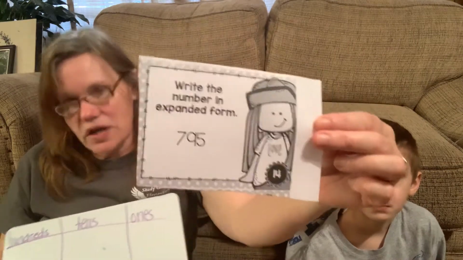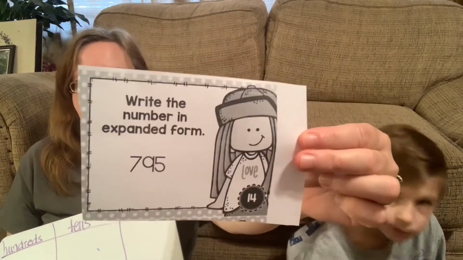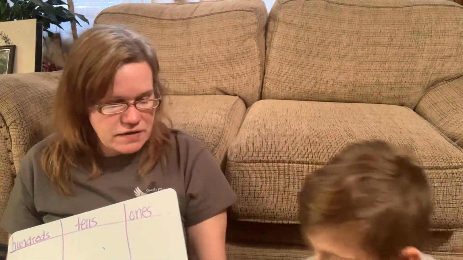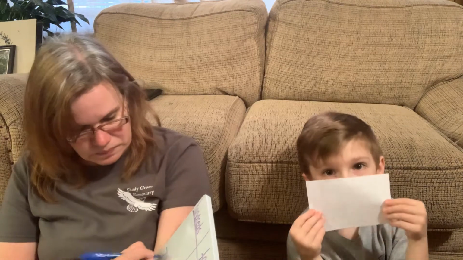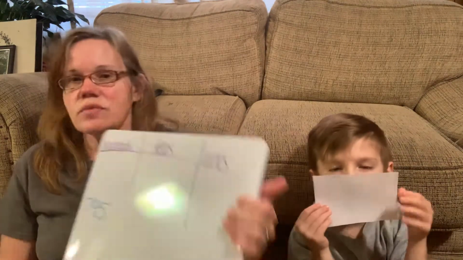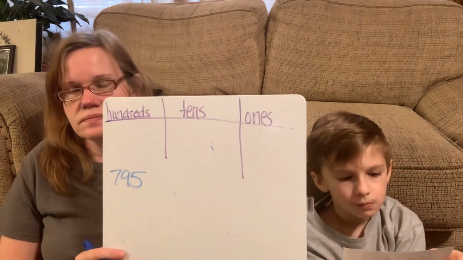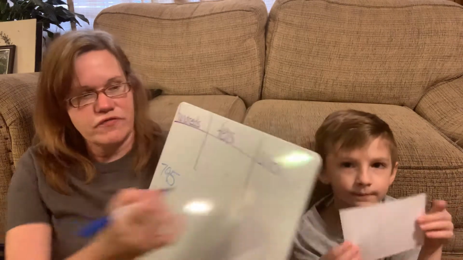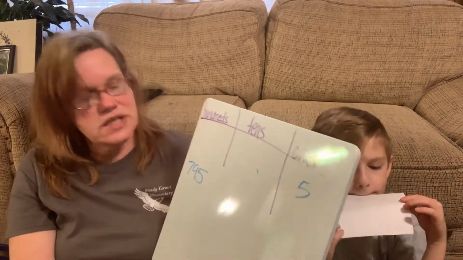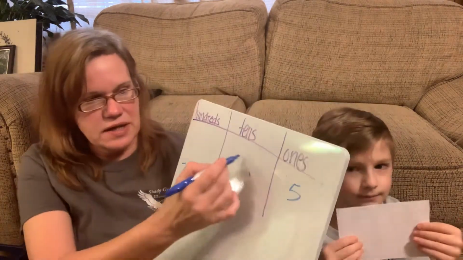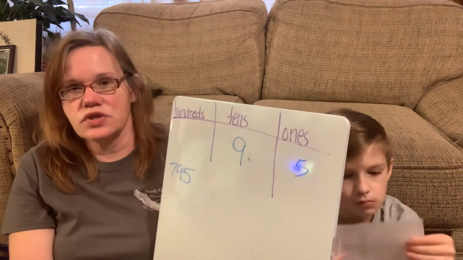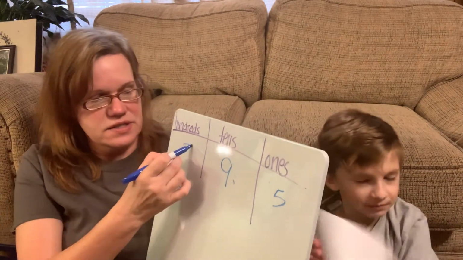We have 795. 795, okay? All right. So which number's in the ones place? The 5. Which number's in the tens place? 9. And which number's in the hundreds place? The 7. All right.